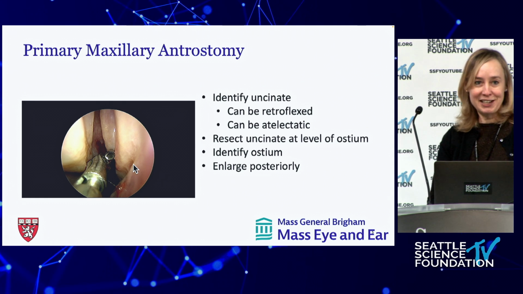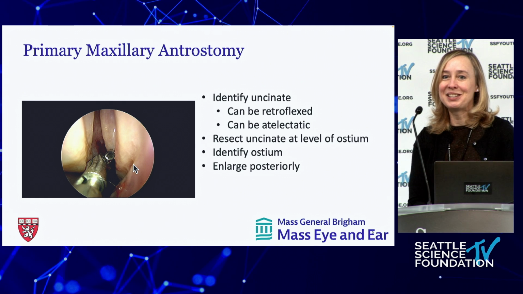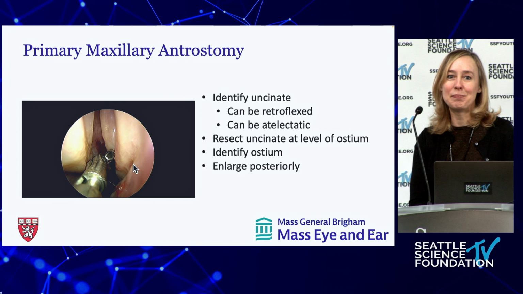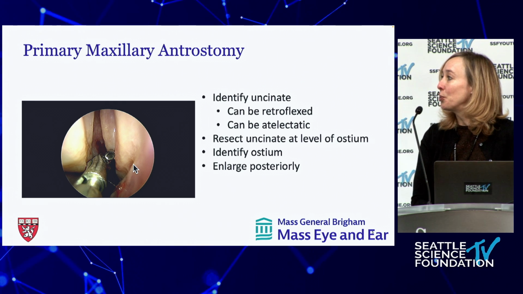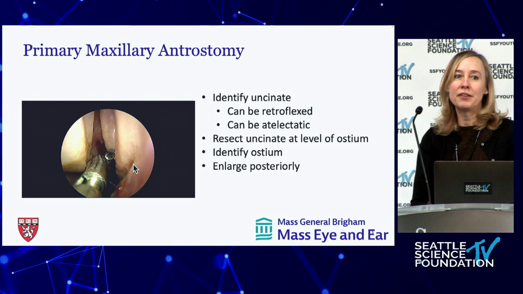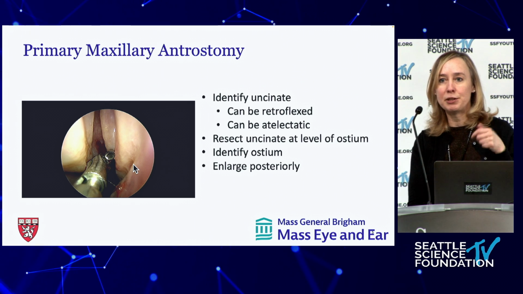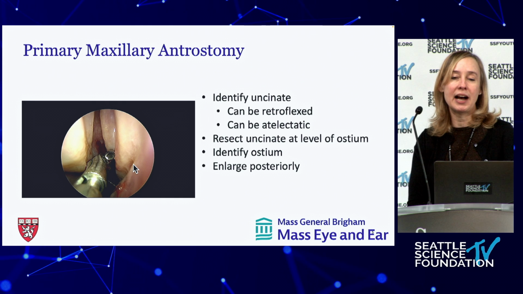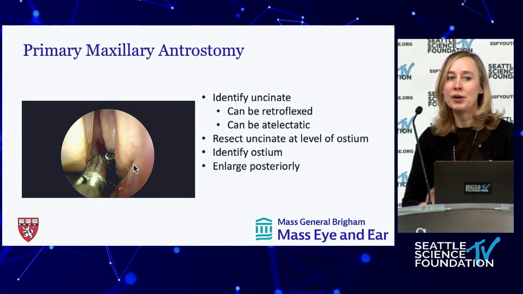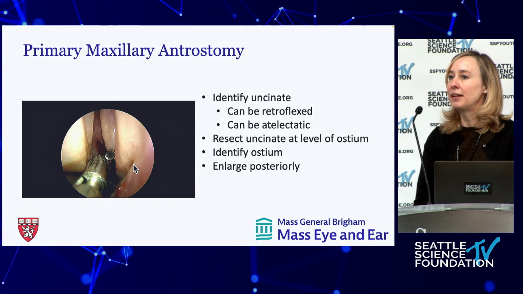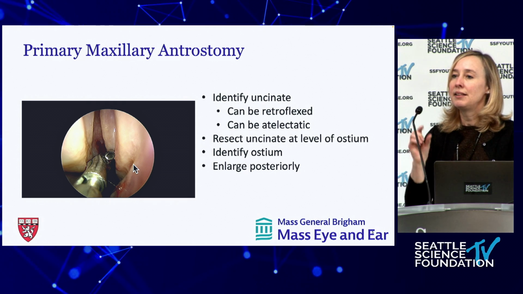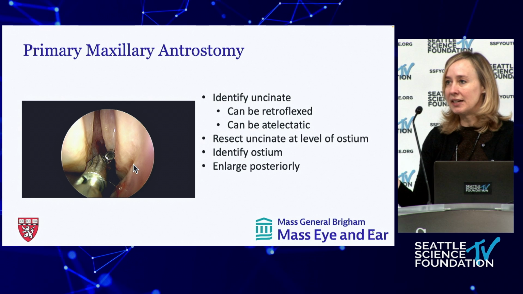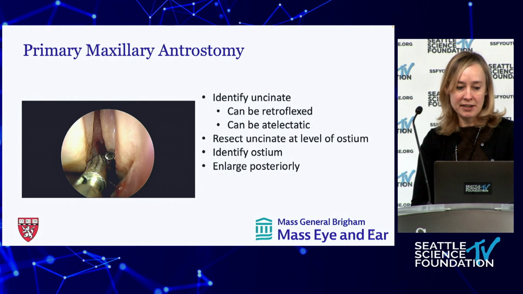So the first step is identifying the uncinate. We talked about that yesterday. This is the ball seeker, the double ball probe, to really feel that space, to feel the infundibulum. But I don't actually use the probe to try to actually get into the ostium without actually seeing it. So the biggest thing with this is that the less that you dissect, especially in a diseased sinus, the easier it will be to actually see the uncinate if you uncover it in the right spot.